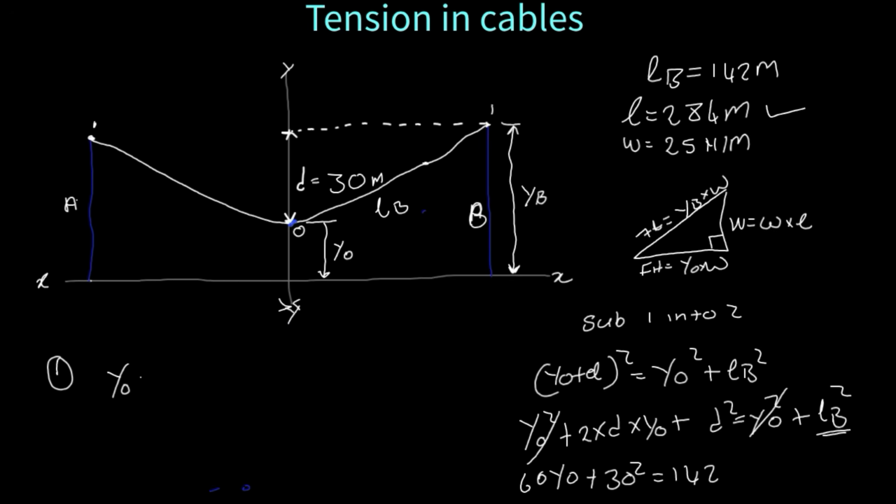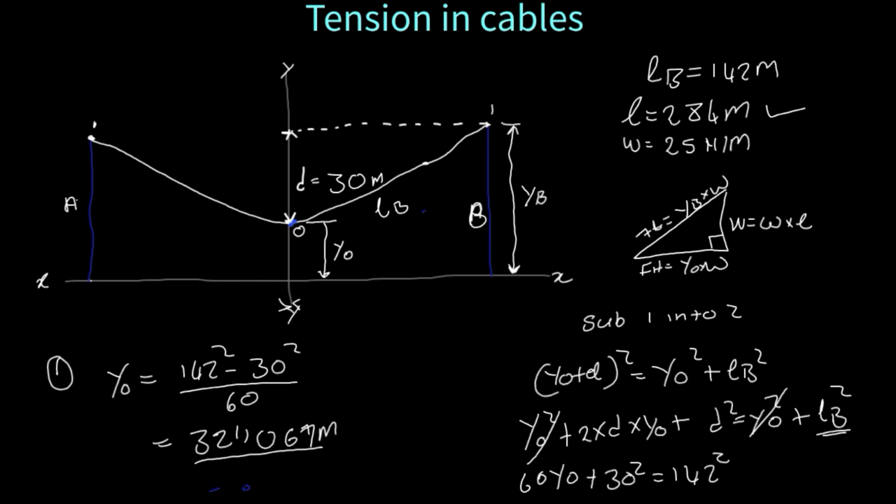We make yo the subject of the formula. It's going to be 142 squared minus 30 squared, all divided by 60, and then put that on a calculator. We get that it gives us 321.067 meters. Remember, this is not what we are looking for.